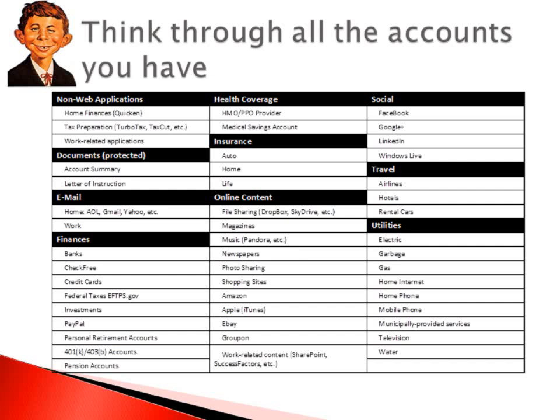There are many different types of financial accounts like banks or pension accounts or retirement accounts or PayPal or credit cards. There's health coverage accounts like Blue Cross Blue Shield or a medical savings account. Your insurance company probably has your ID and password. You may have online content like file sharing, or maybe magazines or newspapers you subscribe to. Maybe a site like Amazon or Apple iTunes or eBay or Groupon all have accounts and passwords you need to remember. There are social sites, travel sites, and utilities. Spend a couple hours on that weekend and go through all these sites that you use.